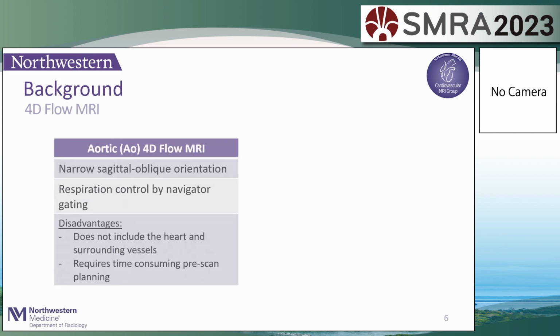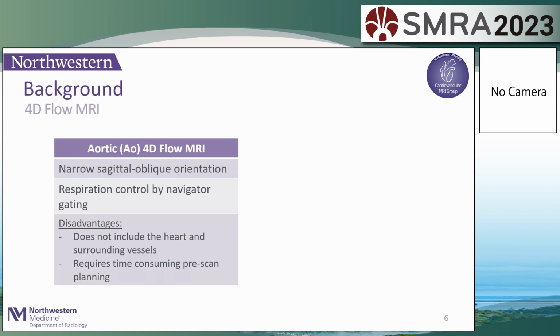Initially, studies on pulse wave velocity from 4D flow MRI were conducted on a tailored aortic MRI protocol. This protocol consisted of a narrow sagittal oblique acquisition focused on the aorta and included respiration control by navigator gating. Although this protocol has been used for several years, it does not include the heart and surrounding vessels, and also being navigator gated, it requires time-consuming pre-scan planning.